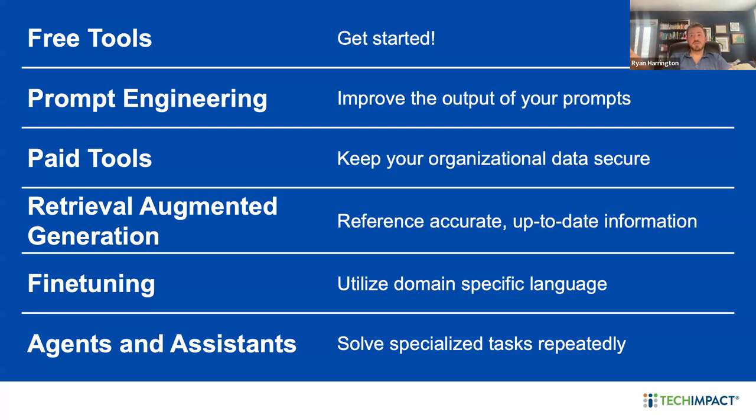You can fine-tune by making sure that you're solving for domain-specific knowledge, and then ultimately, you could use agents and assistants to help you solve specialized tasks repeatedly. And once again, mix and match. That's not a one-size-fits-all to solve your problem. It might require a paid tool to use an API, really advanced prompt engineering, having a separate database of retrieval augmented generation, and then at some point fine-tuning your model to really get the output that you want.